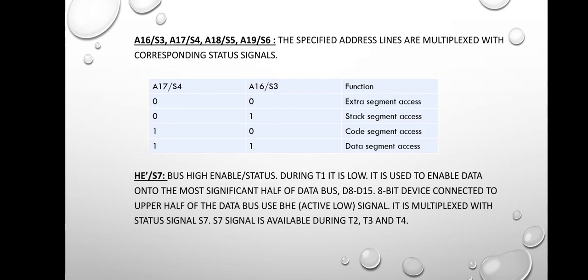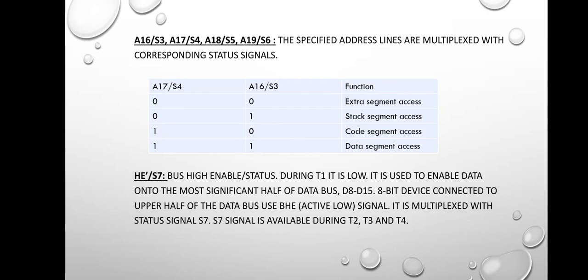And A16 or S3, A17 or S4, A18 or S5, A19 or S6. The specified address lines are multiplexed with the corresponding status signals. We already talked about this point: the higher order address bus is multiplexed with status signals. And this is the function of S3 and S4.